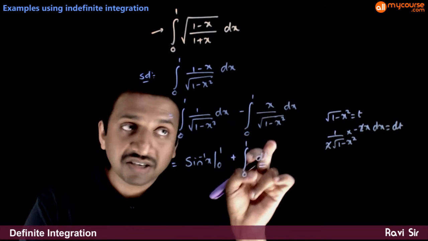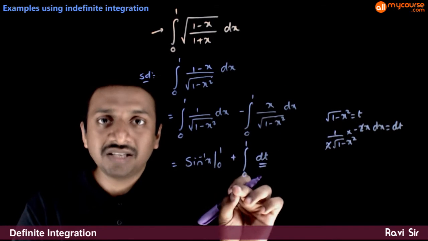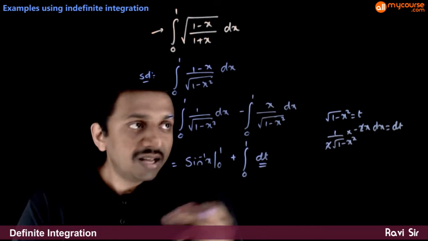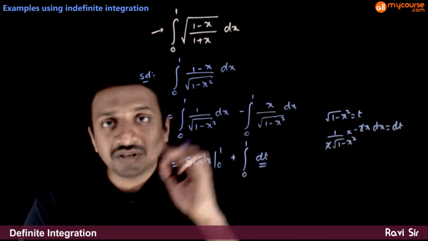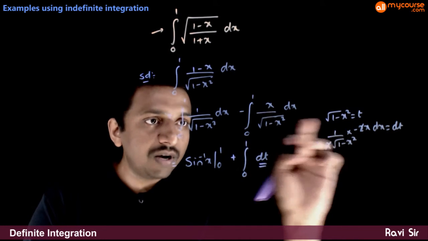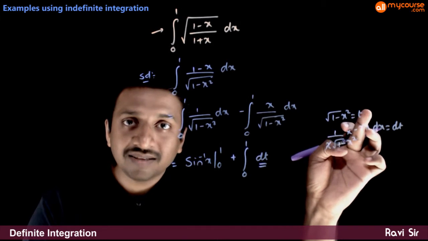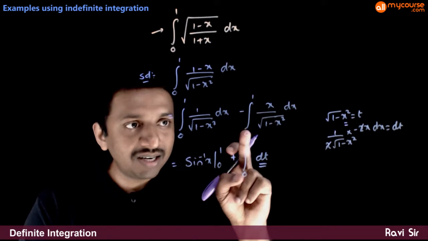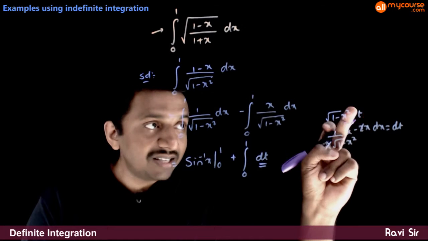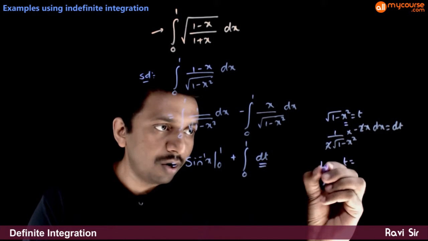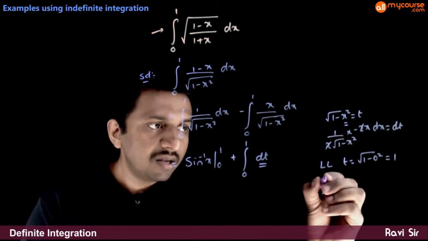Because when I changed the function into terms of t, the limits should also be changed into the limits of t. Now how do we change the limits? So I can use the substitution for limits also. So if x is equal to 0, what is t approaching to? Obviously t is equal to, for lower limit, root of 1 minus 0 square, which is equal to 1.